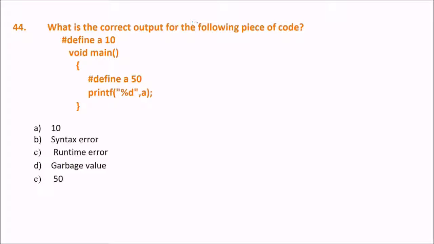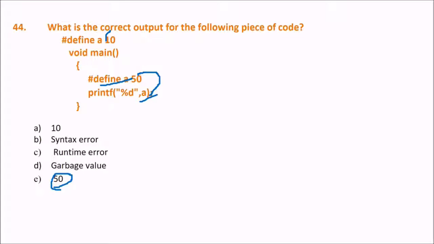Next question is: what is the correct output of the following piece of code? #define A 10, #define A 50, then you are printing A. So A is 10, A is 50. What will be the answer? The answer is 50. You guessed it right. The answer will be 50. Why?